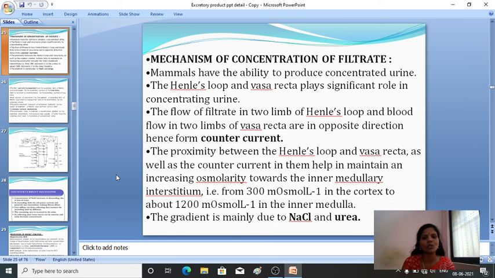Okay, the two limbs of vasa recta move in the opposite direction, which commonly forms the counter current mechanism of concentration of filtrate. It is also called the counter current mechanism.